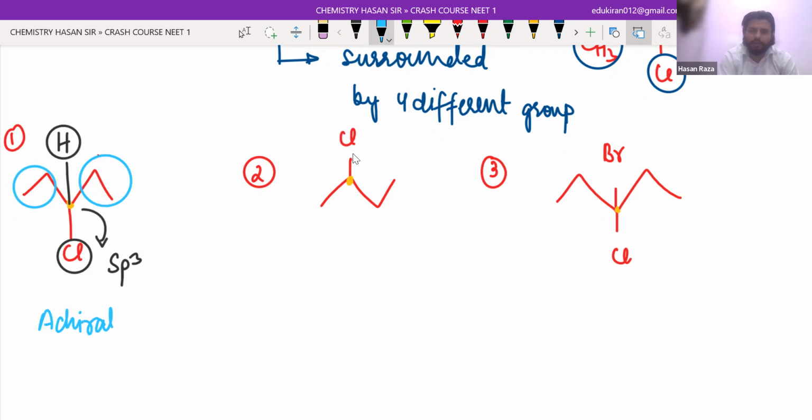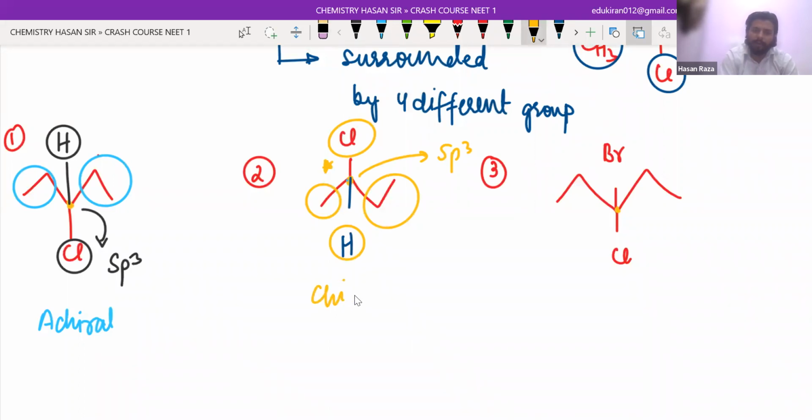Now, if you are going to check it, this is your chiral. Sorry, this is your sp3. First of all, I'm gonna show you hydrogen. Hydrogen is there. Now, if you are going to check it, you can see this is your sp3. First of all, sp3, then surrounded with hydrogen, chlorine, methyl, and ethyl. That's why this compound is chiral.